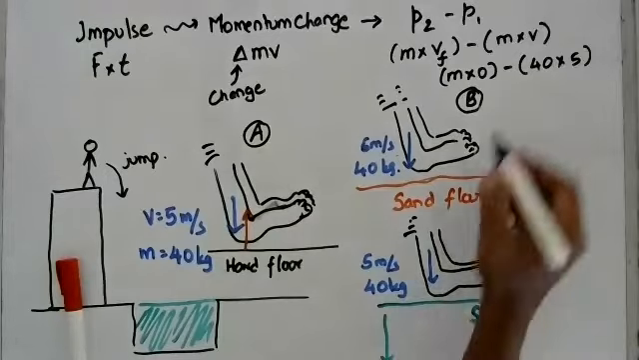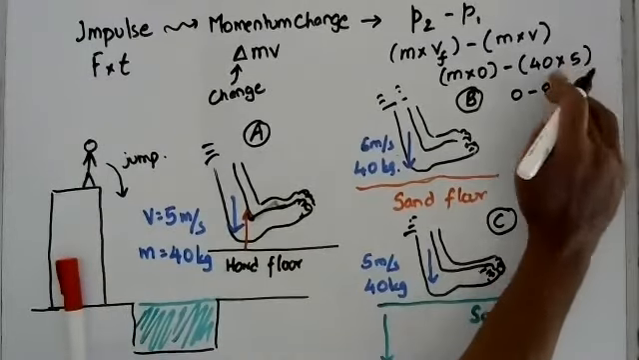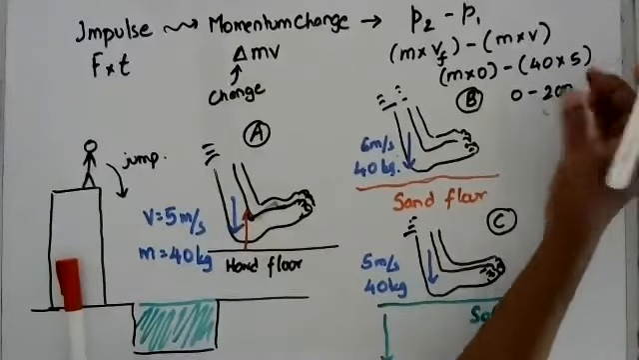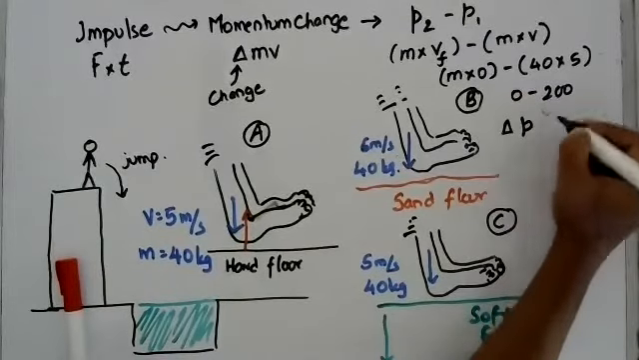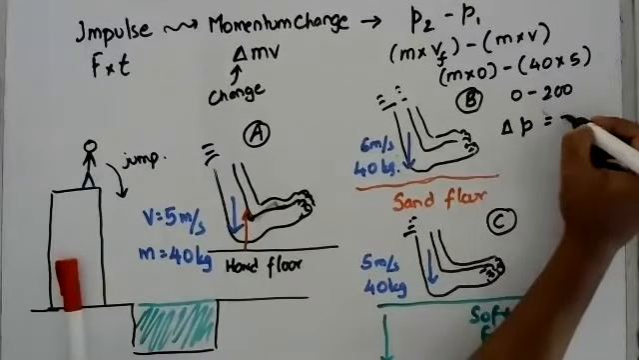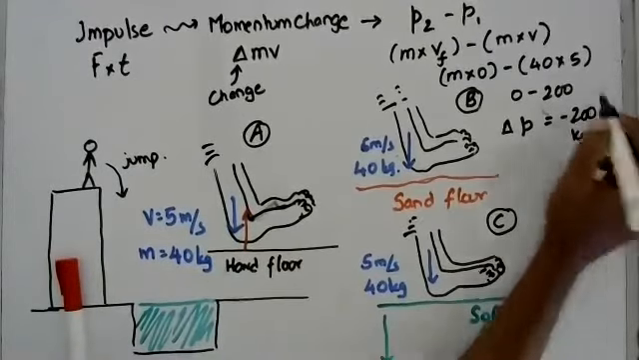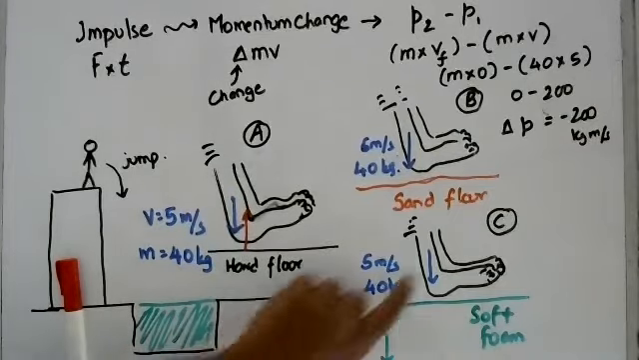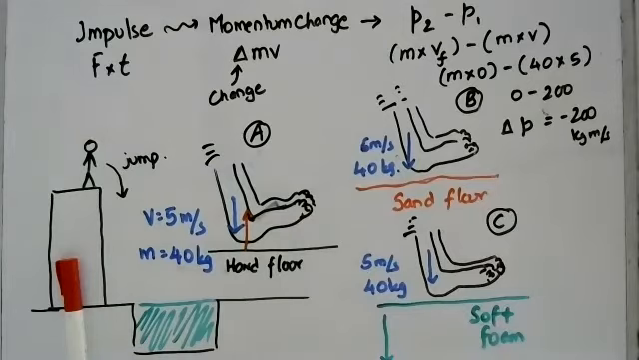So 0 minus 5 8s, 5 4s are 20, 200. Okay, so your momentum change, delta P equals minus 200 kg meters per second. The minus just indicates that it is reducing, nothing else. Okay, so don't worry about that. So there is a momentum change of 200 kg meters per second.